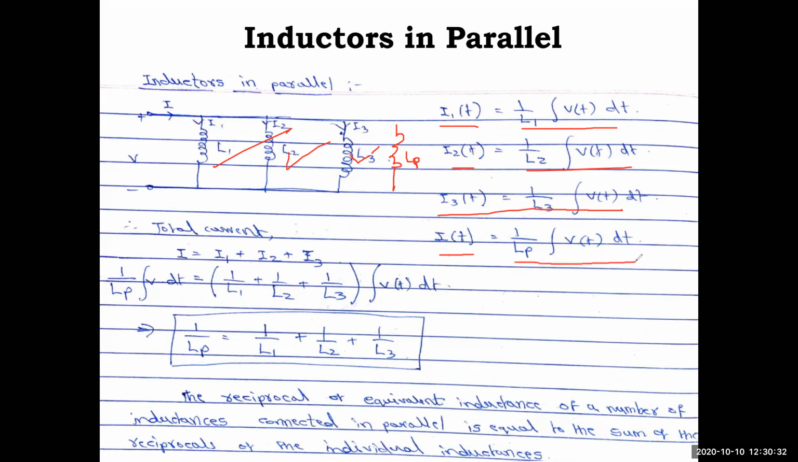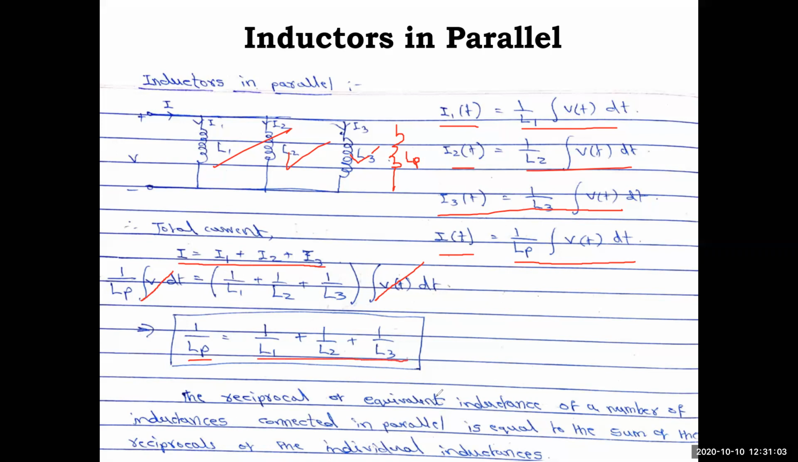t dt. Now if you substitute using the property of parallel connection, the total current I is equal to I1 plus I2 plus I3. So just substitute this. 1 by LP integration V dt is equal to, here integration V of t dt is common, so that's why it is taken outside. In this equation, integration V of t dt cancels out on both sides. So you'll get 1 by LP is equal to 1 by L1 plus 1 by L2 plus 1 by L3, which is the same as resistors, right?